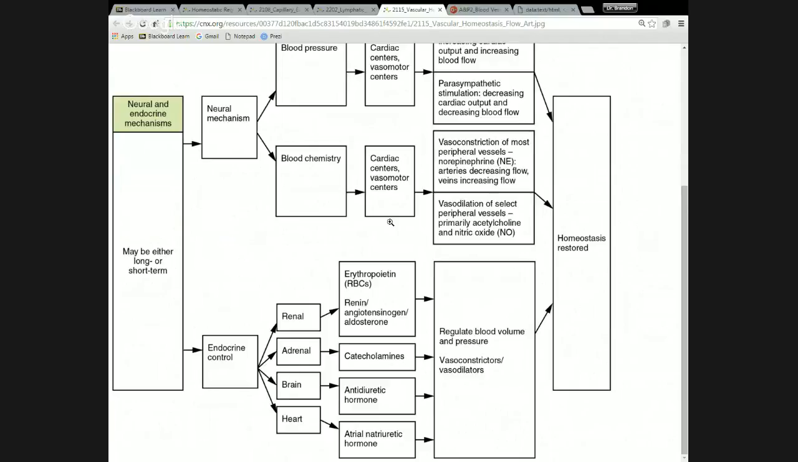And so this lists a few different things that are done to control things. Have I talked about nitric oxide before? Yes. Was that in lab or in lecture? Okay, so everybody, here's where it's mentioning some nitric oxide stuff. And then on the endocrine side of things, there are hormones from the kidneys, from the adrenal glands, from the brain, and from the heart directly that will have a role to play in regulating blood vessels and blood pressure.